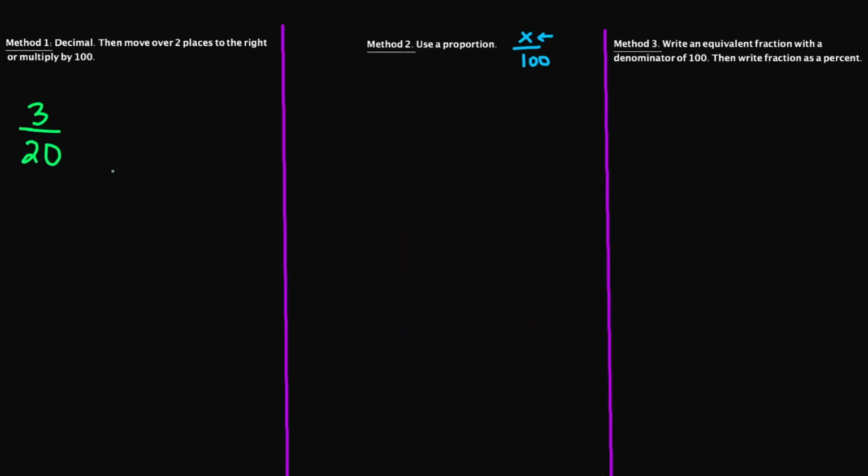So let's look at this example here, 3 over 20. I'm going to put my 20 on the outside, 3 is on the inside. 20 does not go into 3. I'm going to add a decimal, decimal 0. 20 goes into 30 now one time. 20 times 1 is 20. 30 minus 20 is 10.